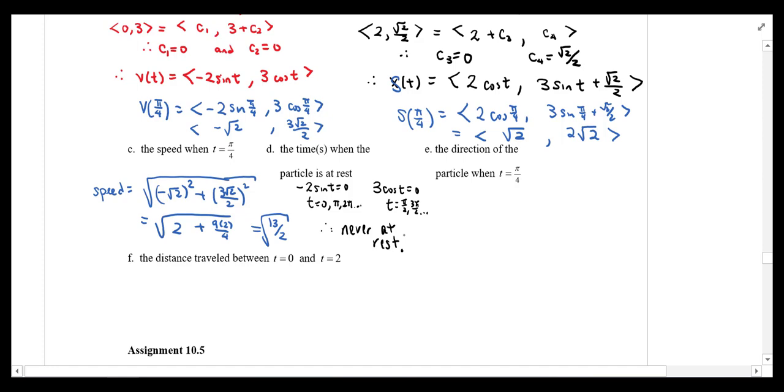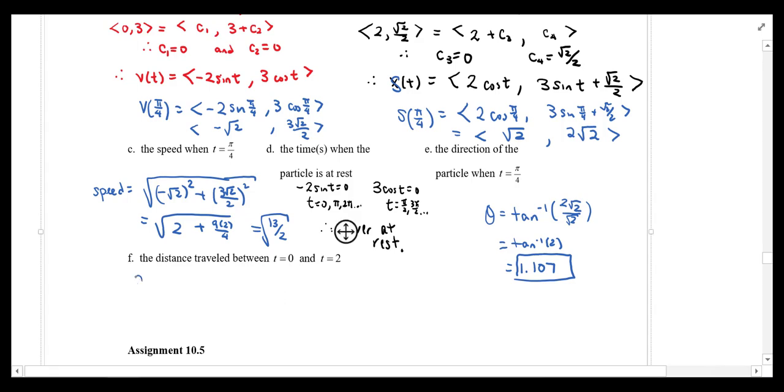The direction of the particle when t equals pi over 4. Well, direction, that's theta. That's the arctangent of y over x. And the y and x components are from part B, so 2 over root 2, which is just, that's right, root 2. 1.107. Ta-da! Okay. And finally, the distance traveled between 0 and 2.